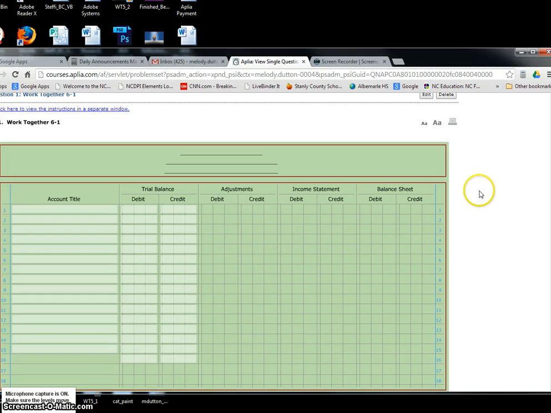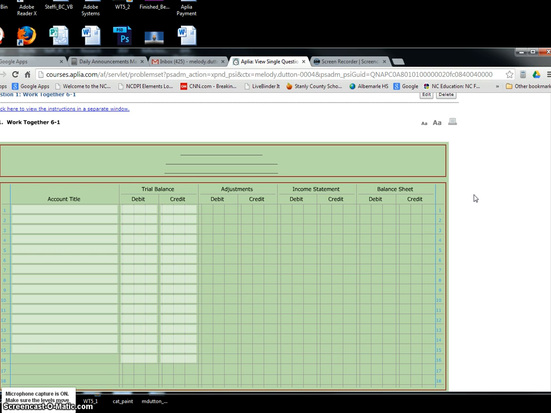All right, chapter 6 starts on page 150 in your book. And some terminology that we need to be familiar with is the fiscal period. The fiscal period is the length of time that a business summarizes and will report their financial information.